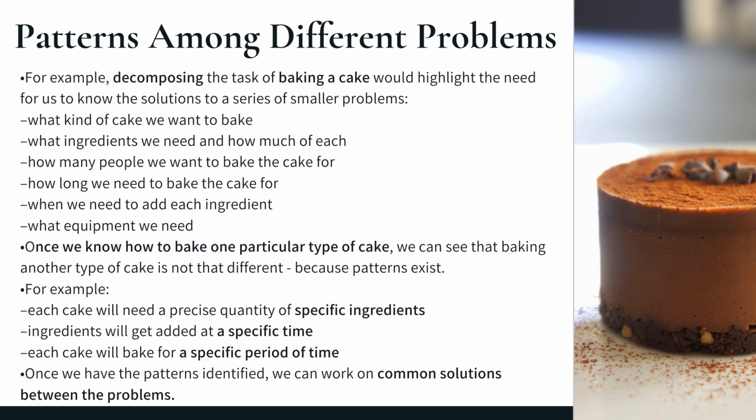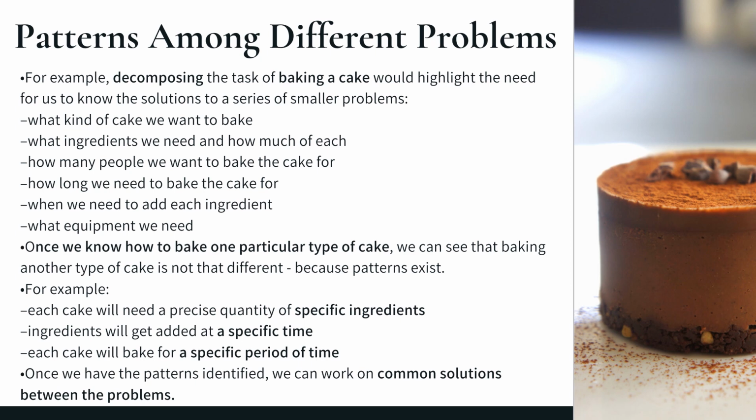We want to decompose the task of baking a cake. Decomposing means we would highlight the need for us to know the solutions of a series of smaller problems. For example, what type of cake do you want to bake? What ingredients do you want to add? How many people do you want to bake the cake for? How long we need to bake the cake for, and so on. These are the decomposition of the baking cake process.